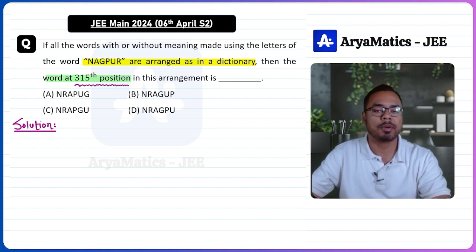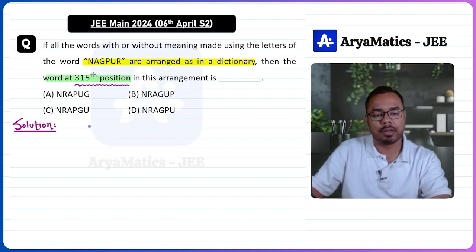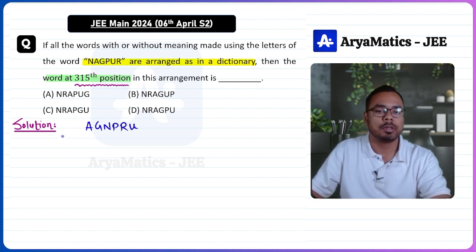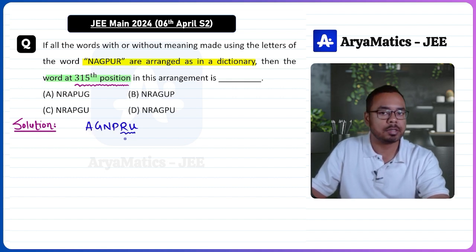Now, for solving this type of problem, the first step will be to get close to this number 315, right? In dictionary problems, first we need to arrange the given letters in alphabetical order. So here the alphabetical order will be A, then G, N, and then we have P, R, U. Using these 6 letters, in total you can create 6 factorial, that is 720 words. And if you arrange all those words in alphabetical order, then the first word will be this one, A, G, N, P, R, U, right?